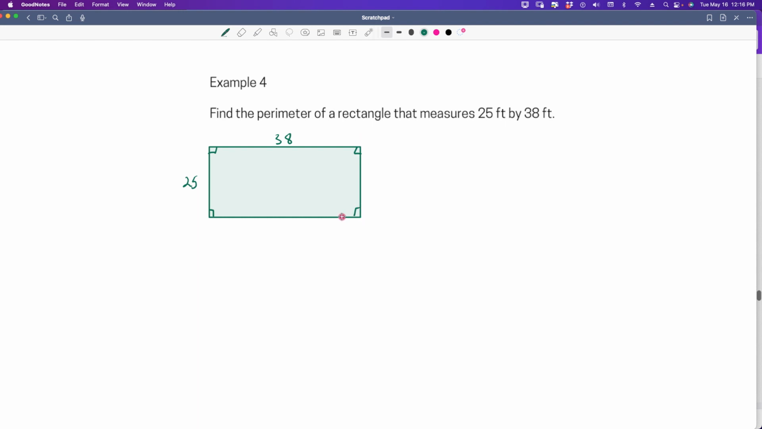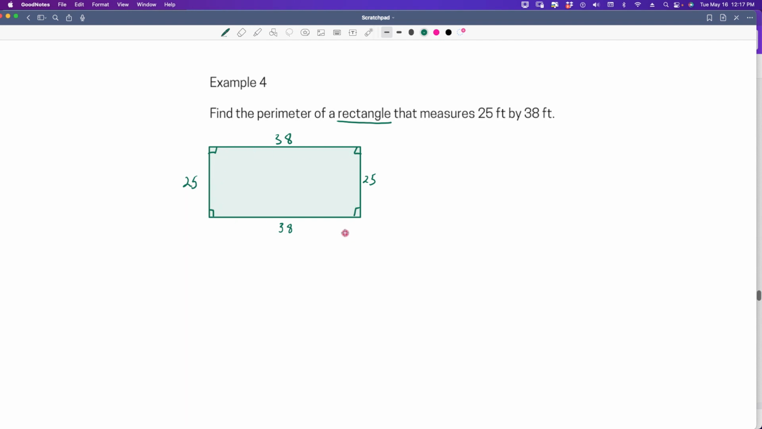The corners are going to be square. And if the corners are square, then these lines have the same dimension. So that means that if this is 38, this is 38. And if this is 25, then this is 25. But that is because we were told it was a rectangle. And rectangles have that property of two sets of sides that are the same dimension. So now we can find the perimeter.